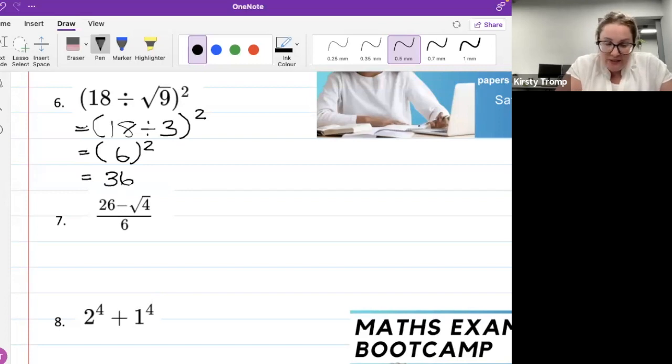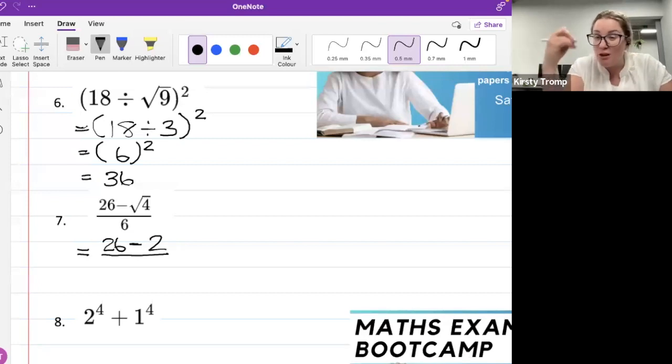Last one together, and then I'm going to answer some questions. So for this next one, it's a fraction. When we're doing a fraction, we're going to look at the numerator, and then go look at the denominator. My numerator, the number on the top, says 26 minus the square root of 4. I know that 26 is going to stay the same. But what's the square root of 4? The square root of 4 is 2.